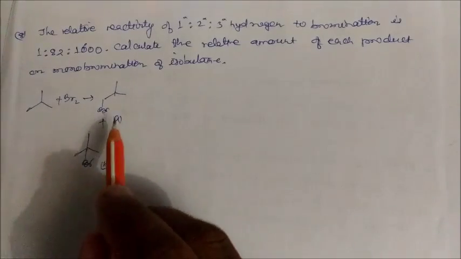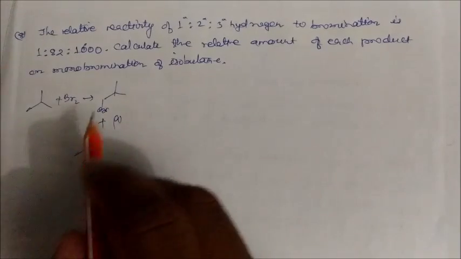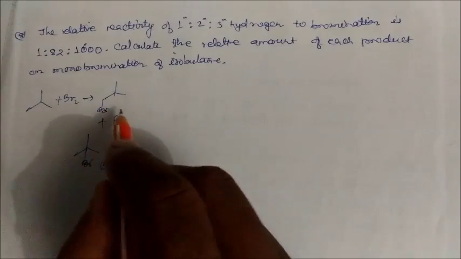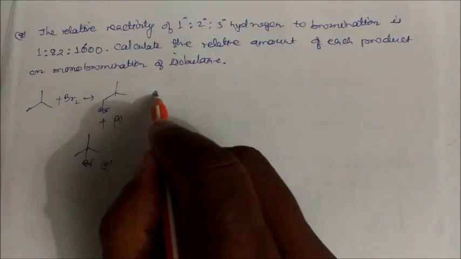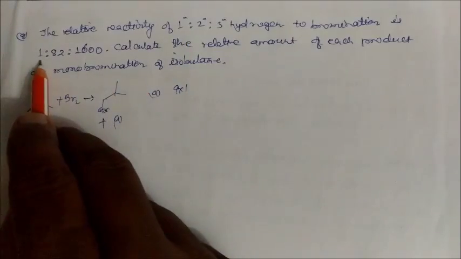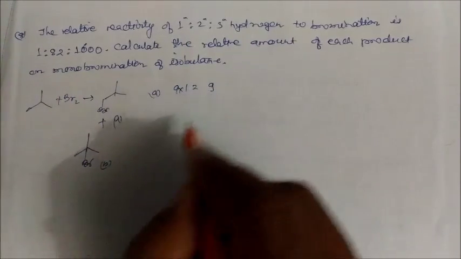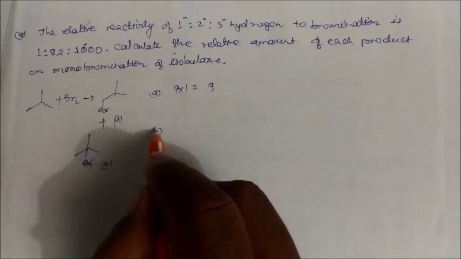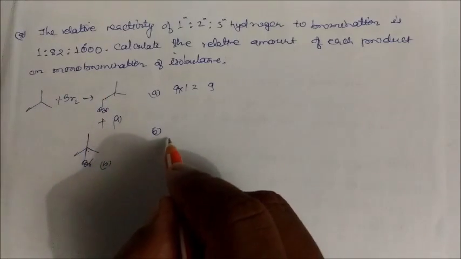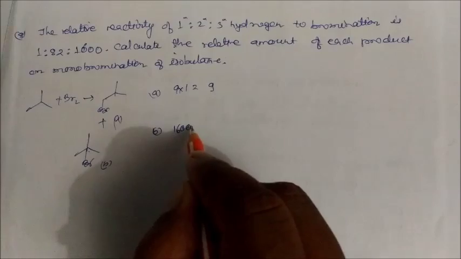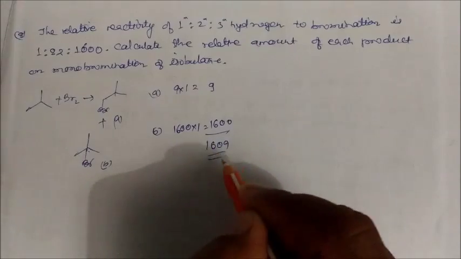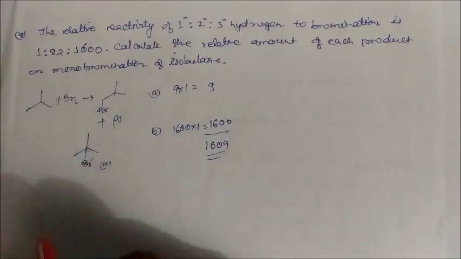Now we have to find their percentage. Bromine can be attached over here, here and here. There are 3 places. So for these places, the percentage of A will be 9 into 1, since the reactivity of primary is 1. So this will be 9. In the second case, it is attached to the tertiary carbon, and its reactivity is 1600, so it will be 1600 into 1, so you will get 1600. If you add it, it becomes 1609. So this is your total.